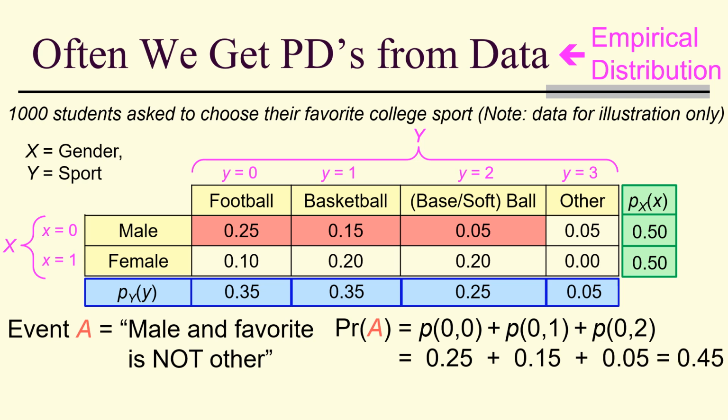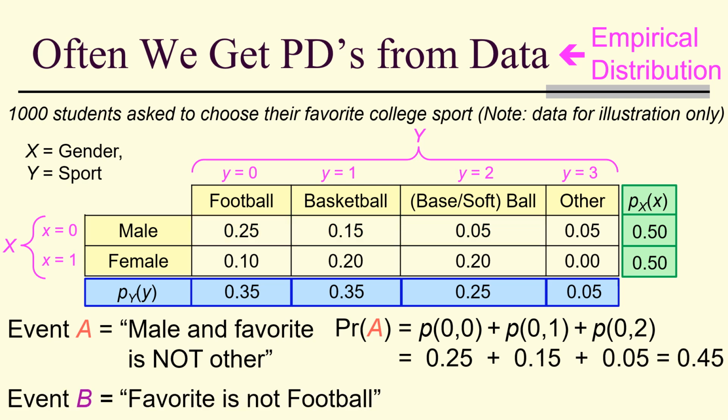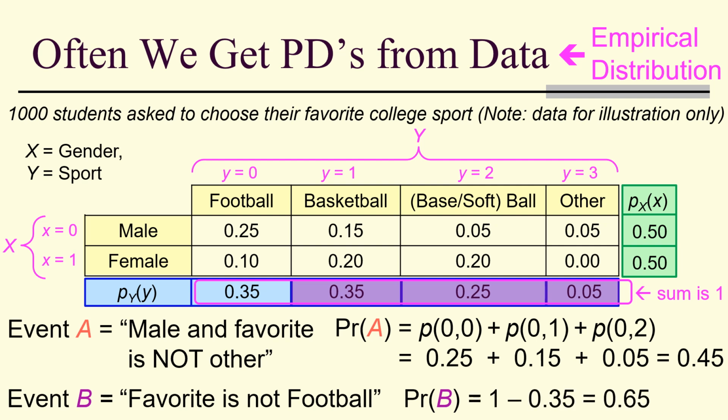And that adds up to 45%. The event B, that favorite is not football, well, that's everything except football. And notice the probability of B I can get by looking at the marginal. They have to sum up to 1. I can subtract the 35%, and I get 65% that the favorite is not football.